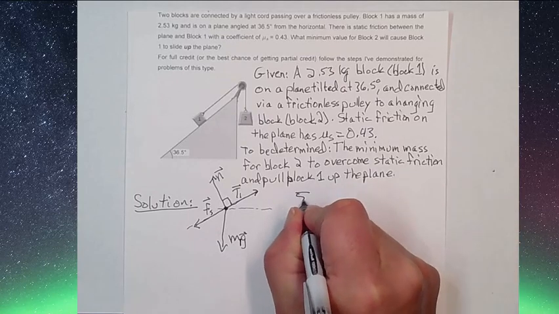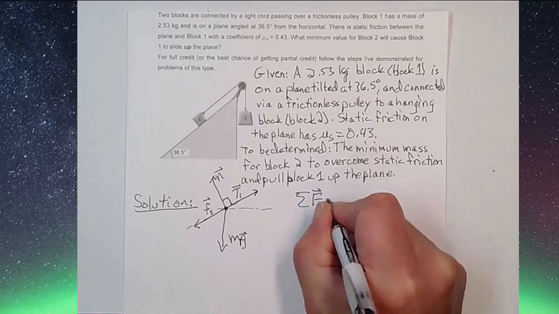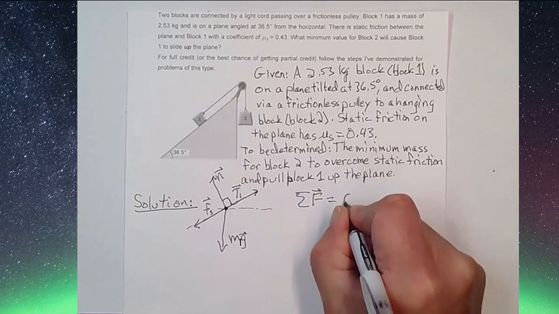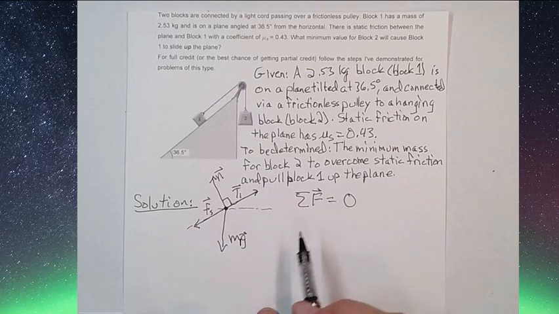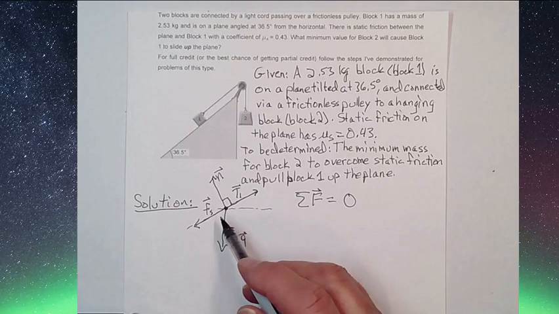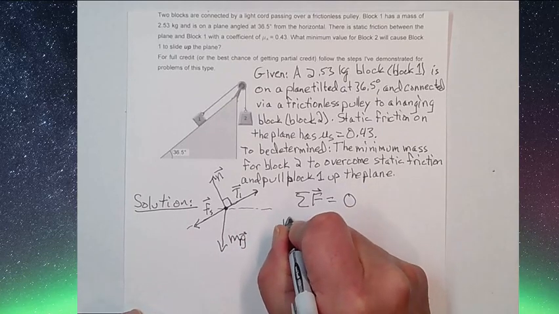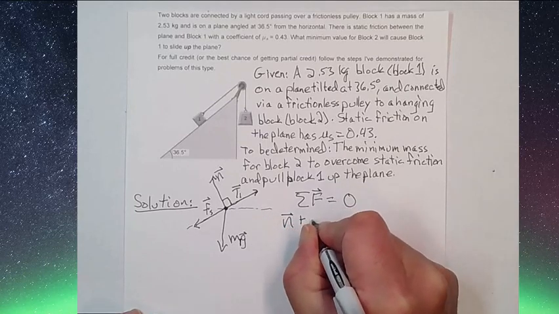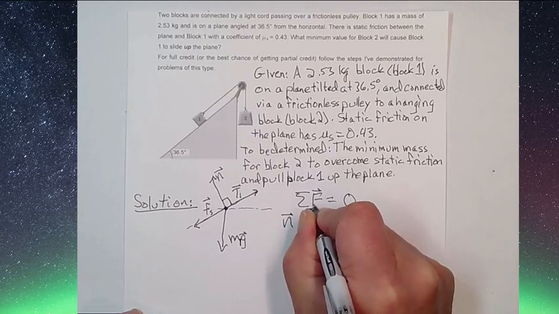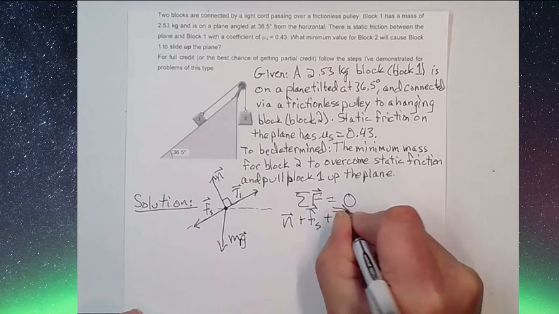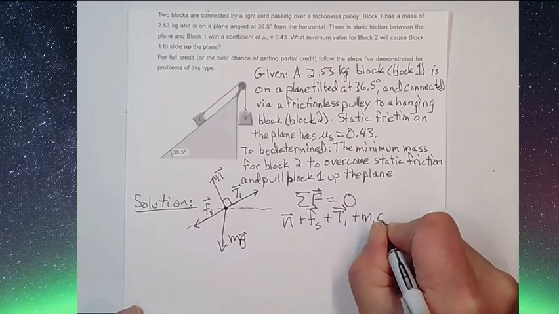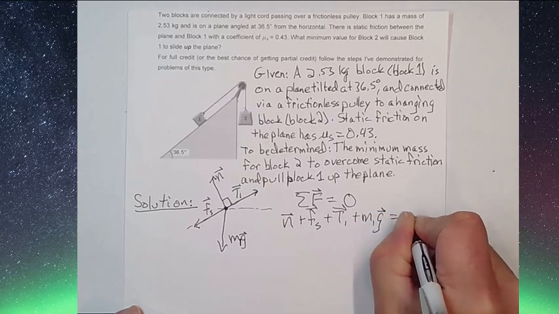Okay, the next thing, I write the sum of the forces acting on this one is going to equal 0. Because we're not accelerating it, we're just going to give it enough force so that a tiny bit more would nudge it and make it start moving. So we're just maxing out that static frictional force. Then if I write that, I just get N plus F sub S plus T1 plus M1G is equal to 0.